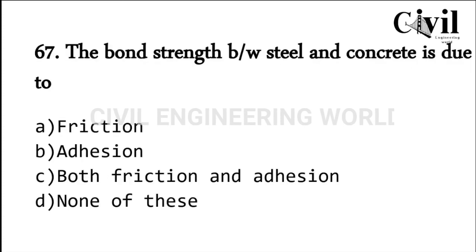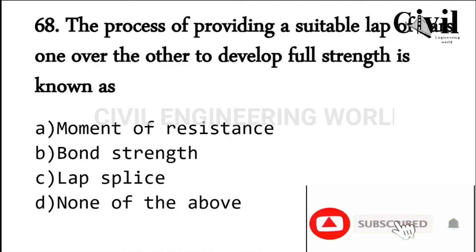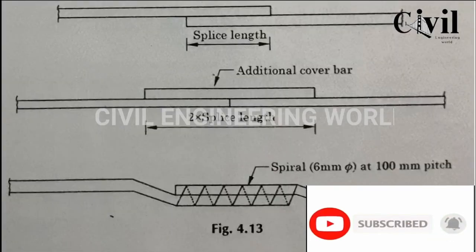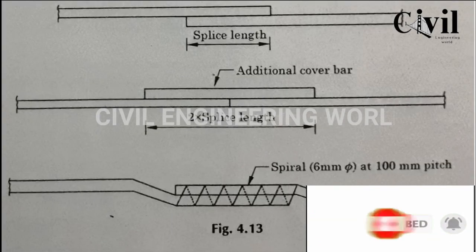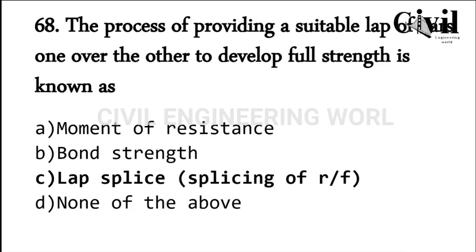Okay, the bond strength between the steel and the concrete is due to both friction and adhesion. So C is the correct answer. Okay, the process of providing a suitable lap of bars over one another to develop full length or strength is called splice. C is the correct answer, splice. So this is also called splice length, which is where we have to connect two bars, right? So C is the correct answer.